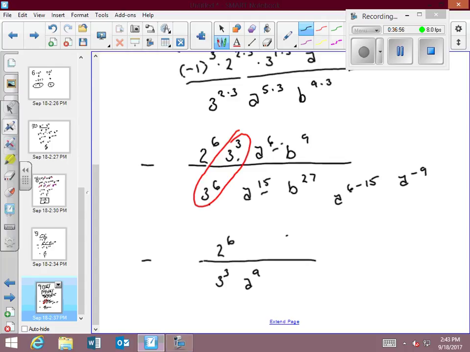Now then, my B, where am I going to be with it when I get all done? In the denominator with the power of 27 minus 9, right? Which is 18. Correct?